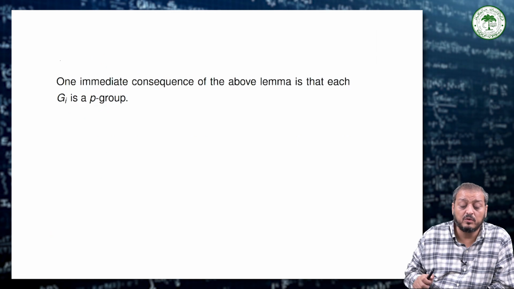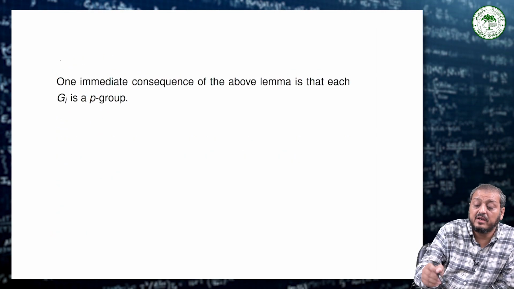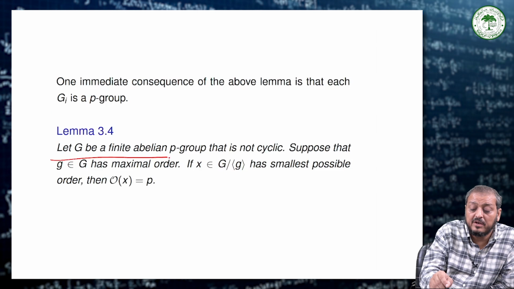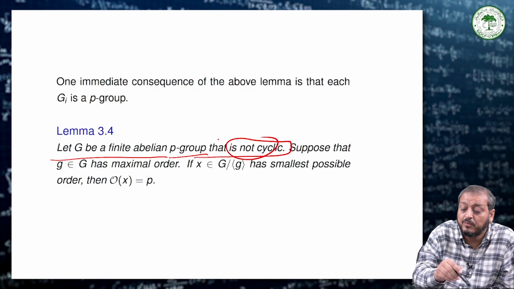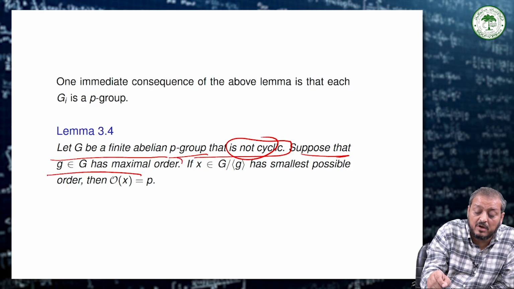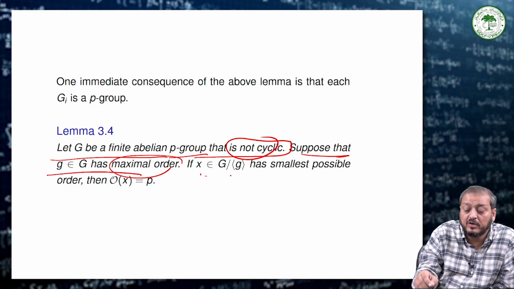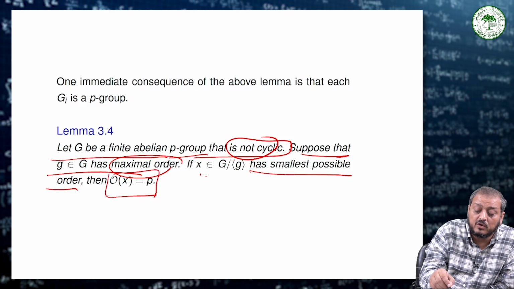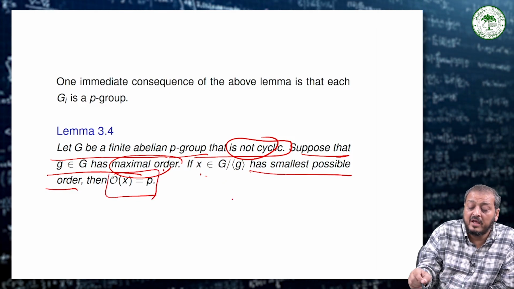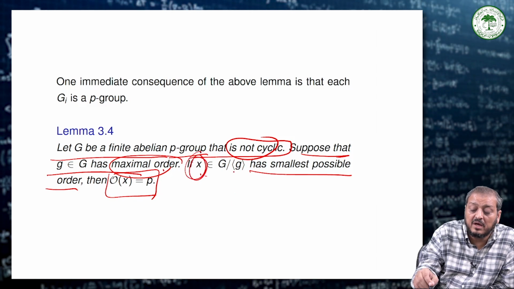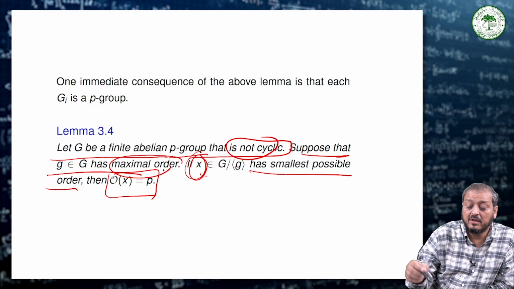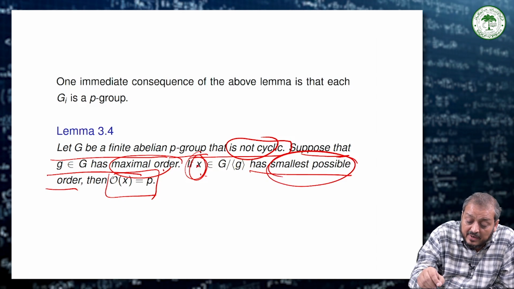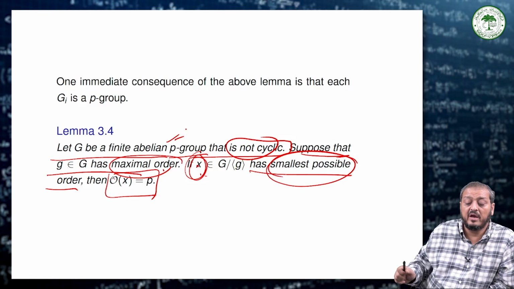Okay, now by this lemma we can immediately extend this into this form. Let G be a finite abelian P group that is not cyclic. That is important. Suppose that G has a maximal order. If X is an element of the quotient group of G generated by G that has the smallest positive order, then the order of X is equal to P. This means G has a maximal order and an element X belonging to the quotient group has the smallest possible order, then the order of this element X is the same as P.